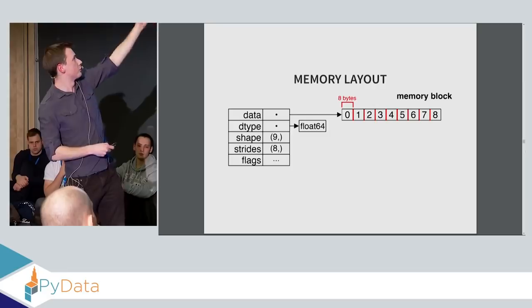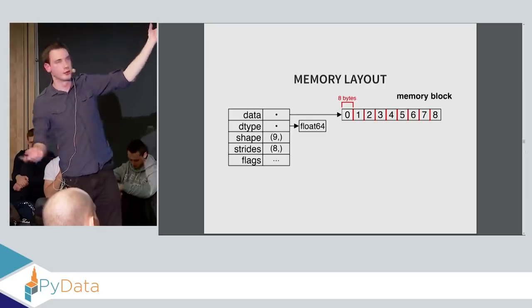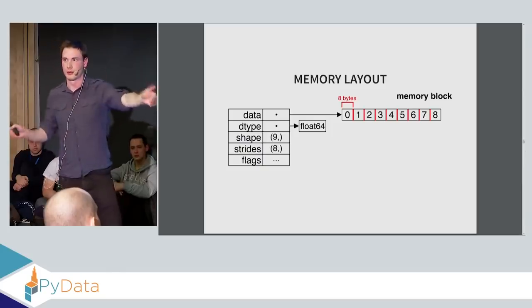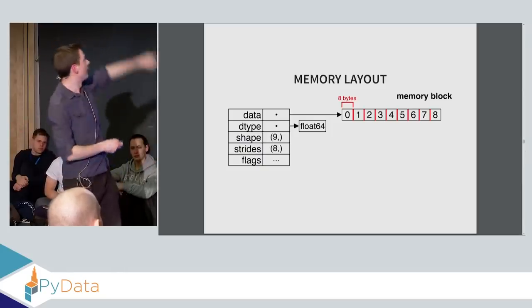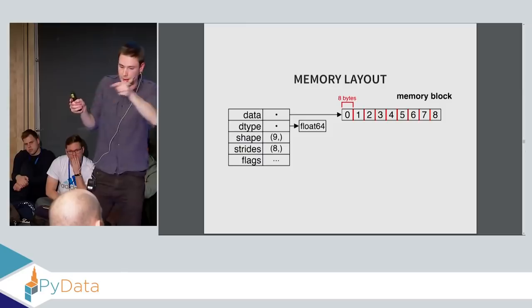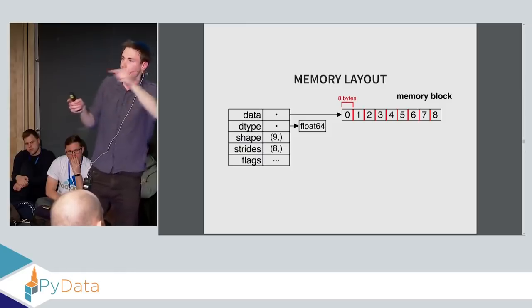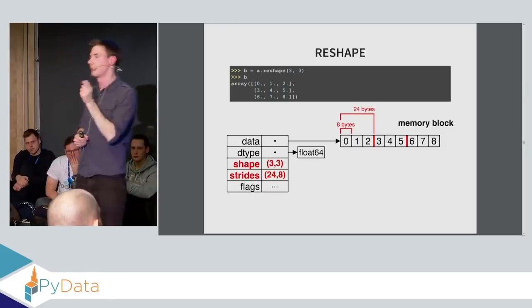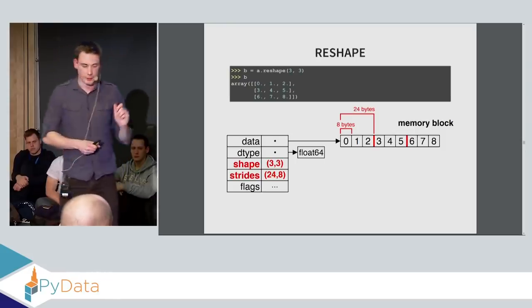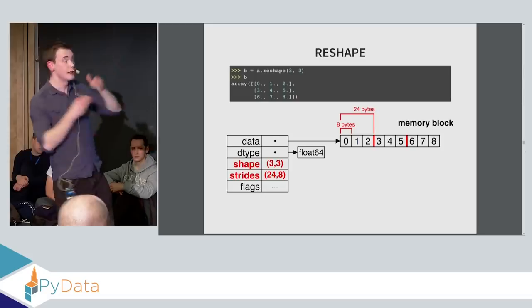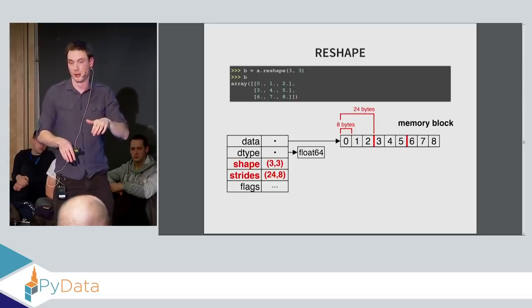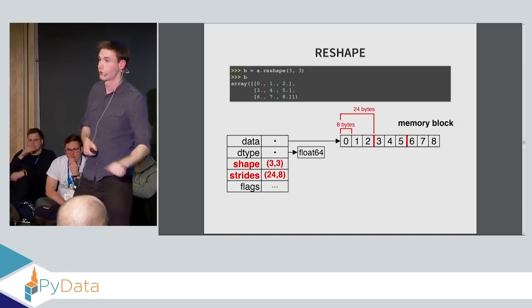So this memory block is just a block of 9 float64s. The shape parameter tells you the size of the data in the buffer, and the strides parameter tells you how many bytes to move along the buffer to get to the next element. And actually, these shape and strides parameters allow you to do very interesting things. For example, just calling a reshape to change this 9-sized array into a 3x3 matrix requires no copies. It's actually just changing the shape and strides parameters.